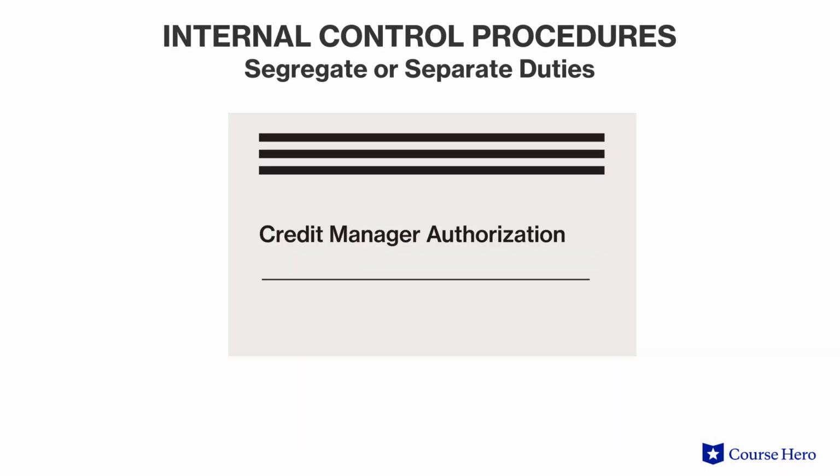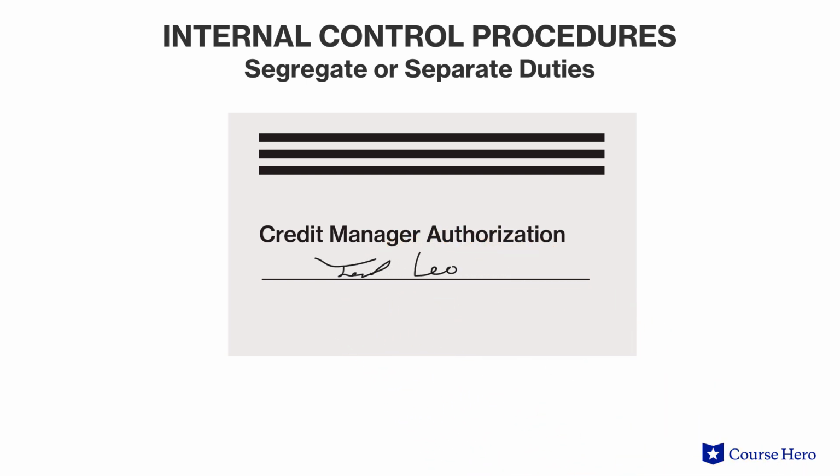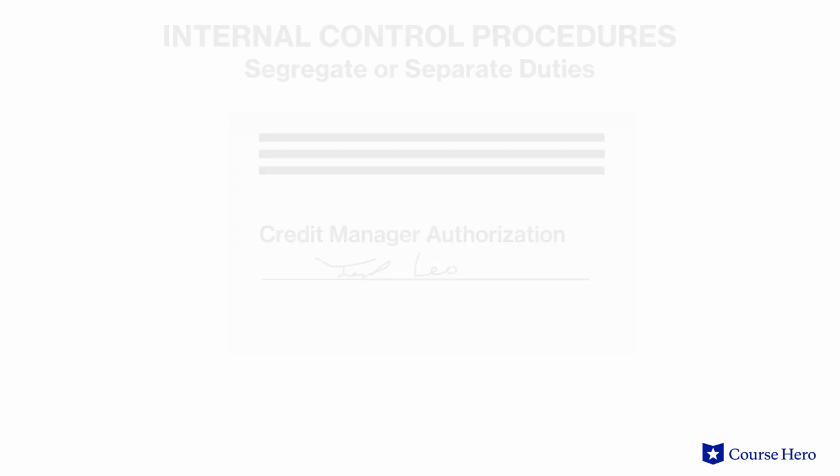Procedure number 3, segregate or separate duties. Segregation of duties is fundamental to ensure that authority and control are not centralized in one person. For example, personnel handling cash should not also be in charge of accounting. Credit limits should be authorized by the credit manager, not by the sales personnel.